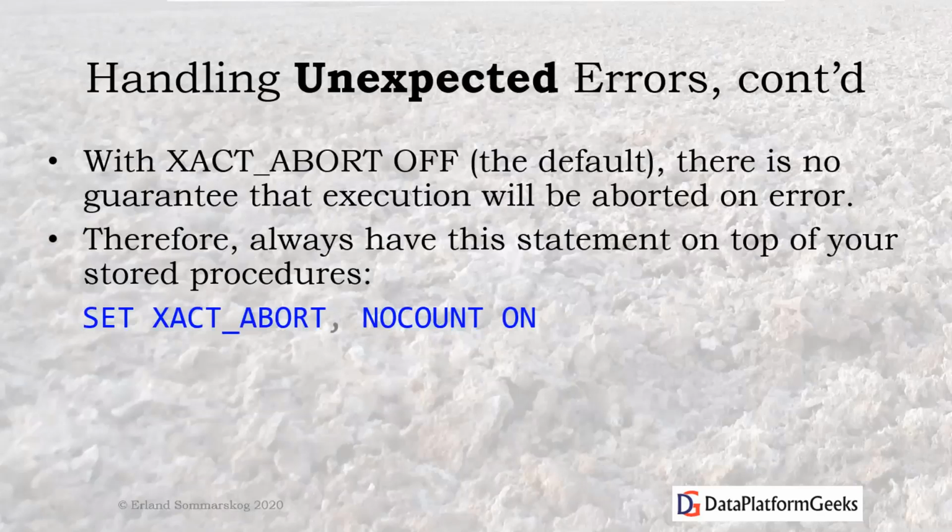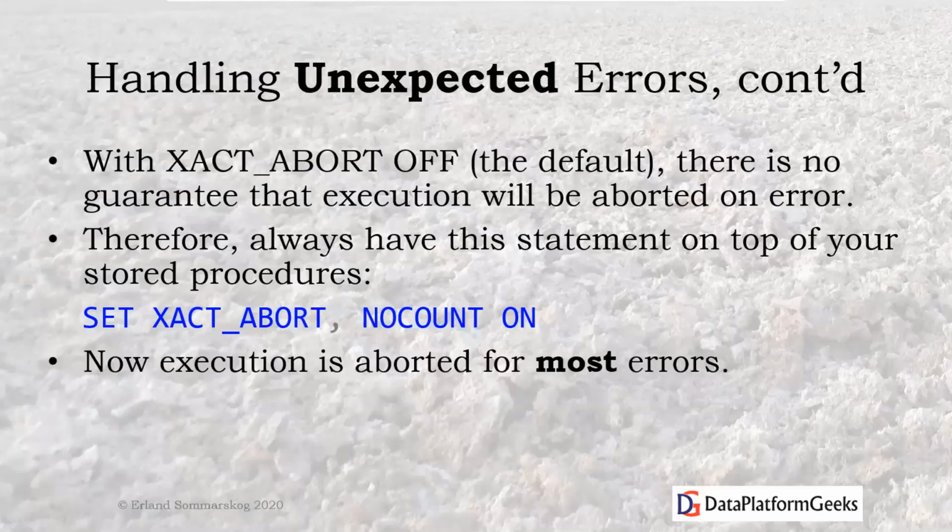So therefore, I recommend you to always have this statement at the top of your procedure: SET XACT_ABORT, NOCOUNT ON. Now, NOCOUNT here has nothing to do with error handling, but it is generally considered best practice to have on anyway. And I do this as a single statement so that it is less intrusive to your code.